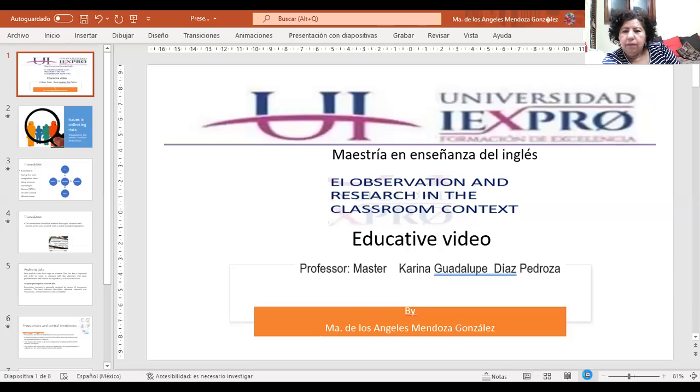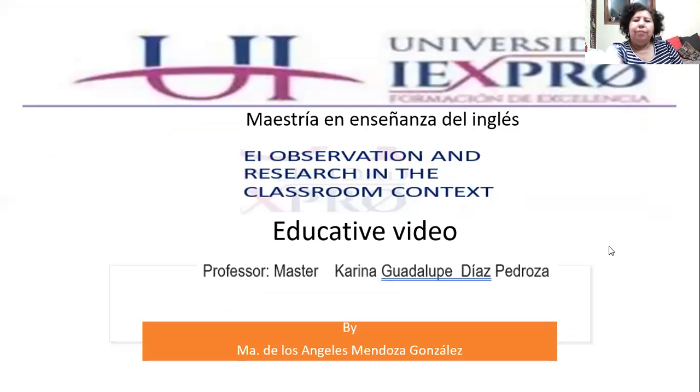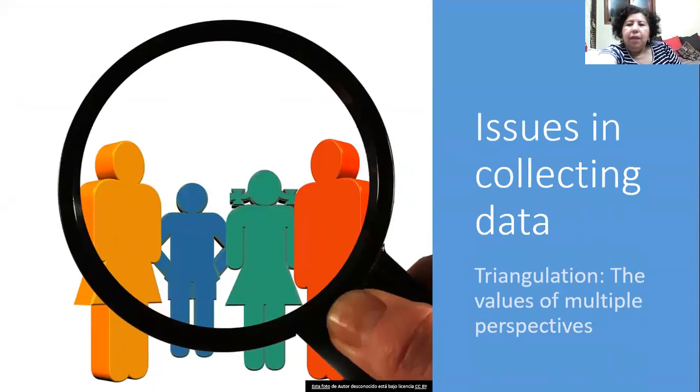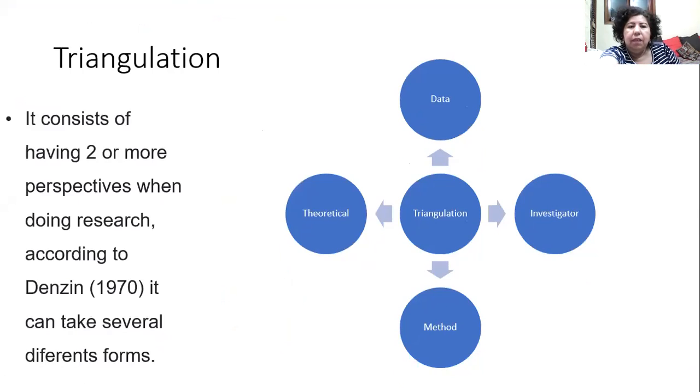Okay, let me show you this. Well, this is issues in collecting data. Okay. And the topic is triangulation, the values of multiple perspectives. Okay. What is triangulation? It consists of having two or more perspectives when doing research.